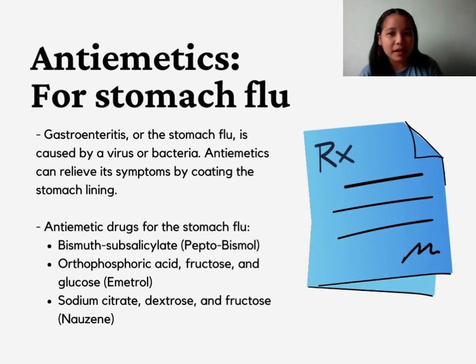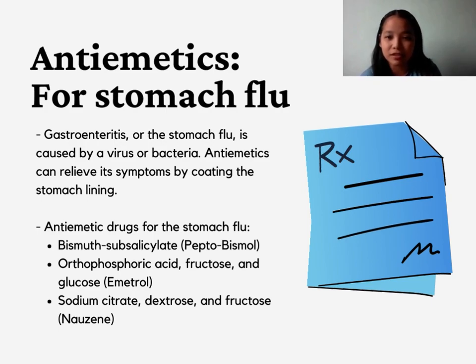Let's now go to the antiemetics used to reduce the symptoms of a stomach flu. Gastroenteritis, or the stomach flu, is caused by a virus or a bacteria. Although vomiting can help get rid of any stomach irritants, excessive vomiting can still damage your digestive tract. Also, nausea may prevent a person from eating and drinking enough necessary nutrients, and this may also result in dehydration. That's why antiemetics prove to be important for people who have the stomach flu. So, how does it work? Well, antiemetics can relieve the symptoms by coating the stomach lining.